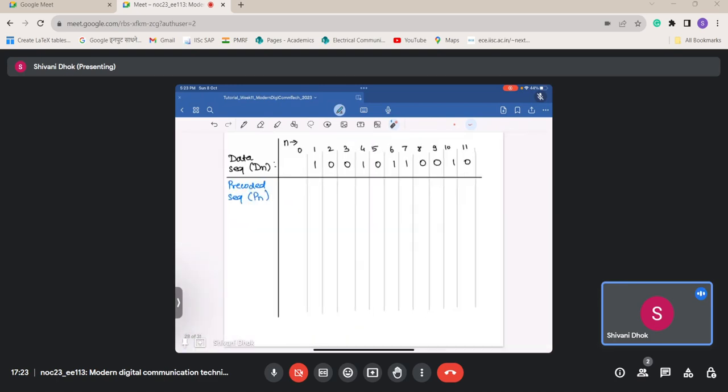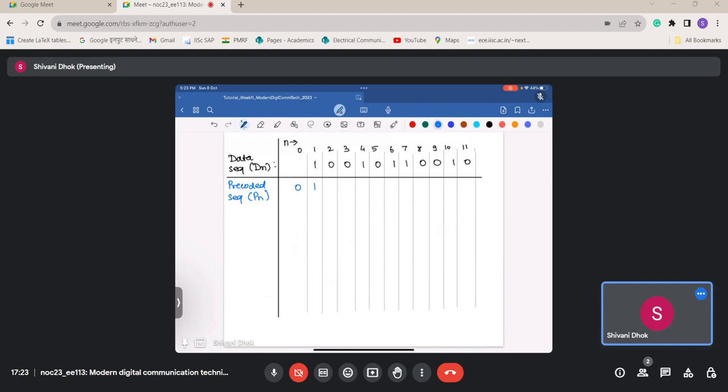Okay, so basically what we need to do is find an XOR between the current value and the previous value, and like that. Now initially let us assume that at n equal to 0 the pre-coded value is 0. So this is an assumption that we are making. Now if I need to find the pre-coded value at n equal to 1, that is p1, then I have to find an XOR between these two values. So I'll need to find 1 XOR 0, and 1 XOR 0 is nothing but 1.